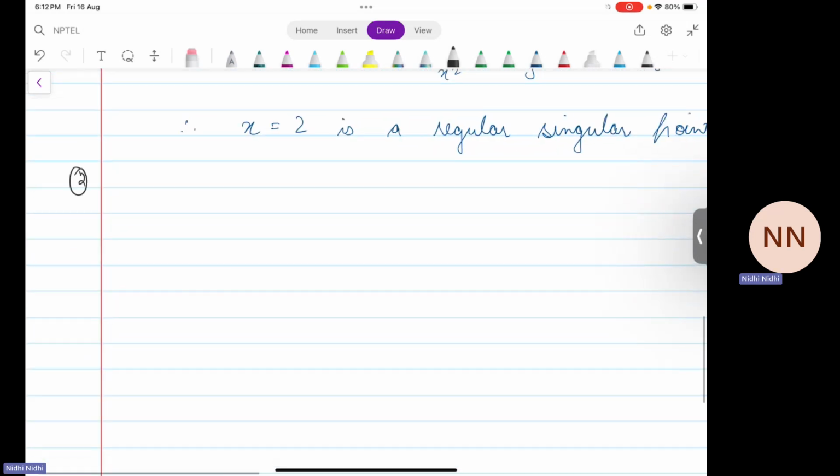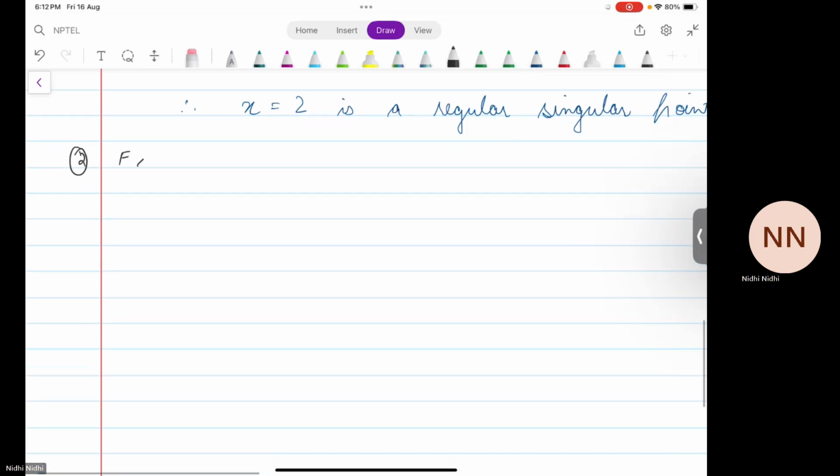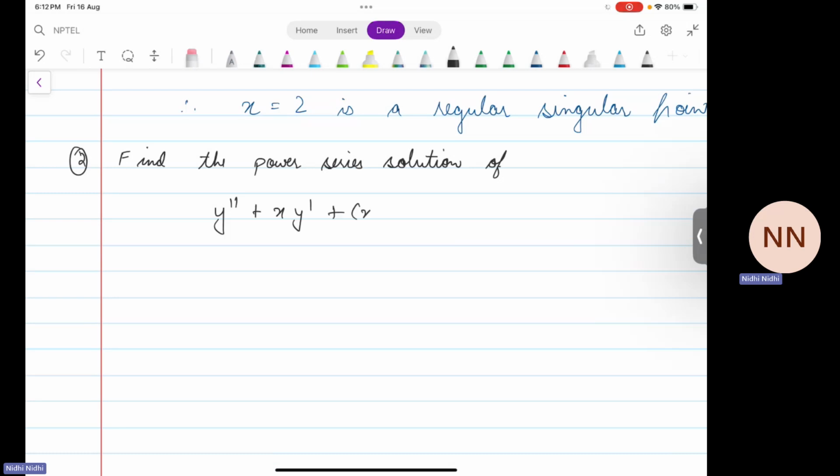Question number 2. Find the power series solution of y double dash plus x y dash plus (x square plus 2) y equals to 0. Let's number this as 1, in powers of x.